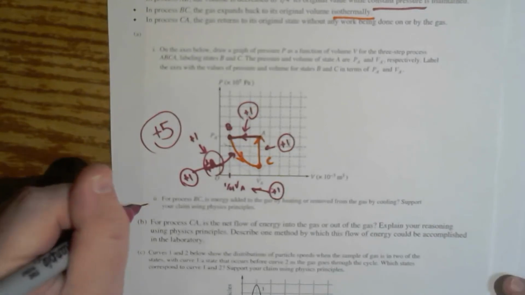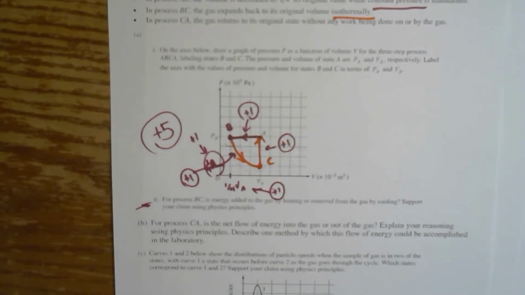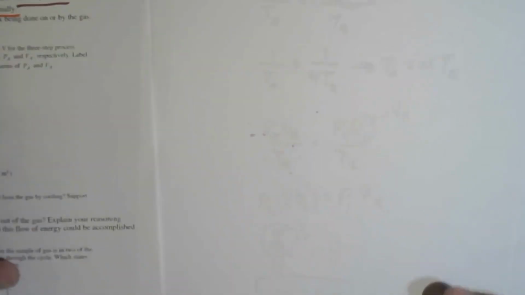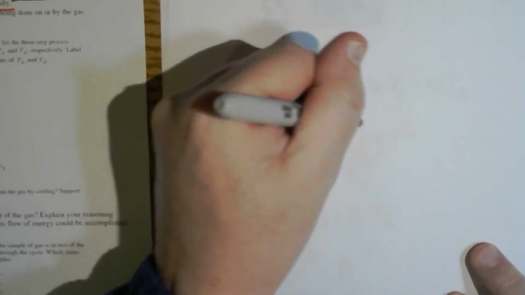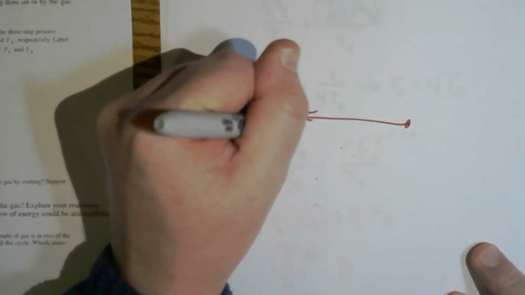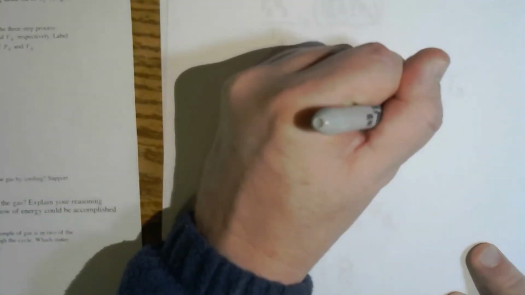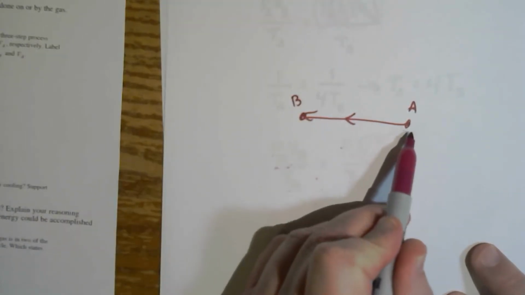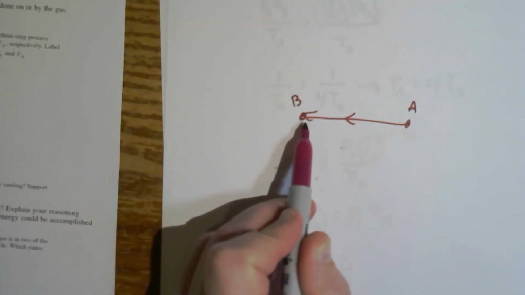I missed part 2. Let's do part 2 right here. For process BC, is energy added to the gas by heating or removed from the gas by cooling? Support your claim. All right, so what they're looking at is this isobaric process between A and B. So what's happening here is the volume is going down, but the pressure is remaining the same. So since you're losing volume, then that means that you have to be taking energy away from it.